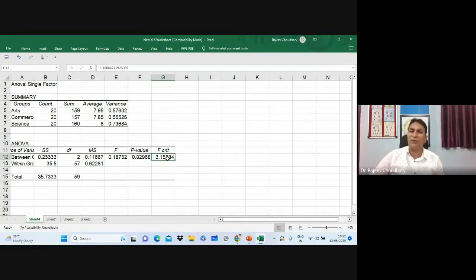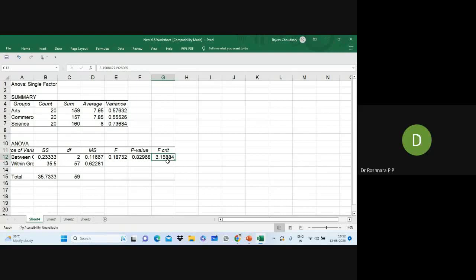If you want to compare, madam, if our obtained F value is 0.18732 and our tabulated value, that means F critical value, is 3.15, this 0.187 is less than 3.15. So it is concluded that there is no significant difference among three groups. Is it okay? Yes, sir.